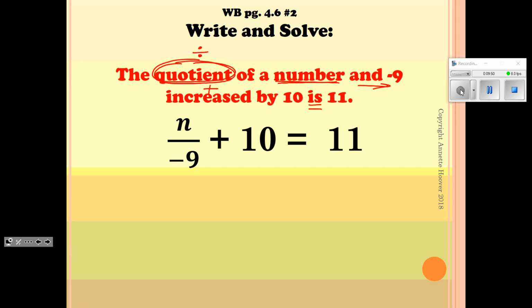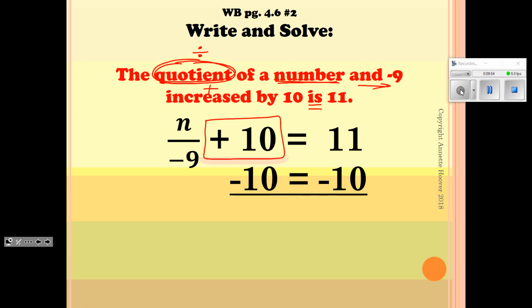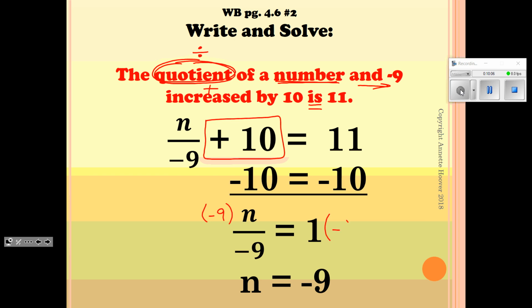We're going to move what's not attached to the variable first, so we're going to subtract 10 on both sides. Now, the variable is being divided by -9, and the opposite of dividing is multiplying, so we're going to multiply both sides by -9. And when you do that, these cancel out, and you're left with -9 as the number.